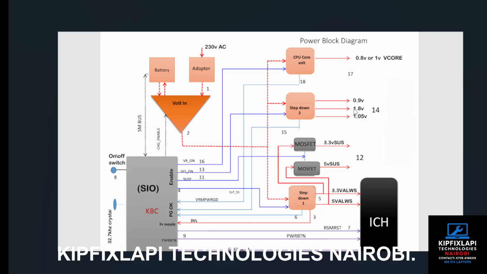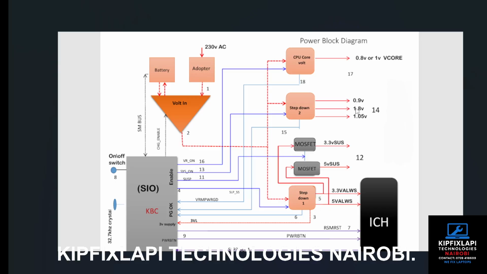PC3 has an operating voltage of 1.5, and here 0.75. PC3L, I will have 1.35 and here 0.65. And for the PC4, I will have 1.2 voltage and here 0.6. That is, half of the operating voltage is the terminating voltage.